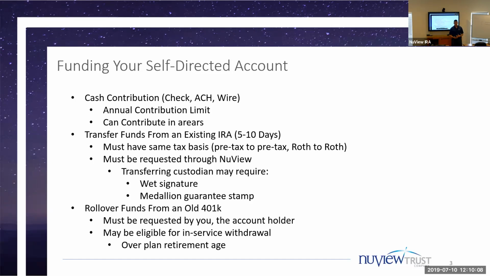But think of a medallion guarantee like a financial equivalent of a notary. You typically can get it at a bank or trust company. It's the most common place. A lot of our clients will take the form to their traditional bank. So if you bank with Bank of America, they'll take the transfer form. They'll go in there, sign it in their presence, they'll stamp it, and then we'll send it off to the transferring custodian.